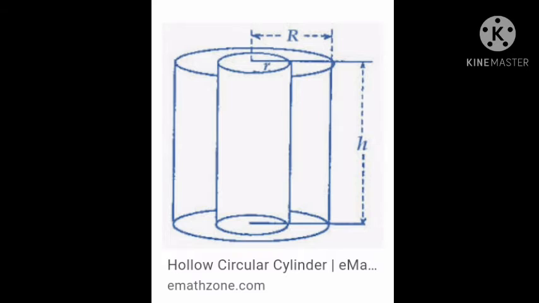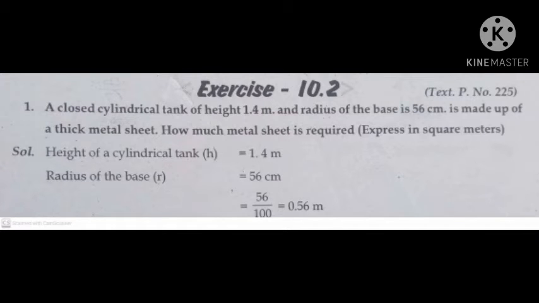A hollow cylinder is one which is empty from inside and has some difference between the internal and the external radius. Examples of a hollow cylinder are tubes, circular buildings, straws, etc. Let us start exercise 10.2 problems. A closed circular tank of height 1.4 meters and radius of the base 56 centimeters is made up of a thick metal sheet. How much metal sheet is required? Answer expressed in square meters.